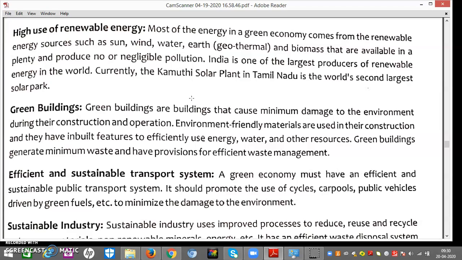Green buildings are those that cause minimum damage to the environment. Now, I have a look at the building in some country. They have grown plants all over the building. So it is an important, good example we can take.